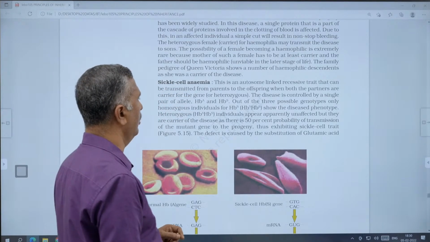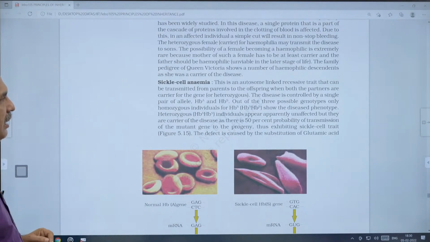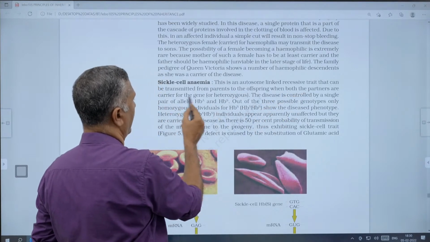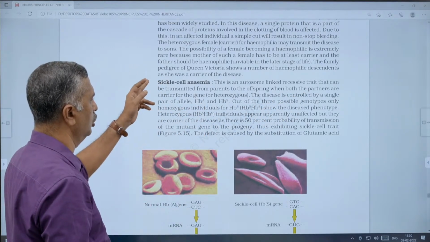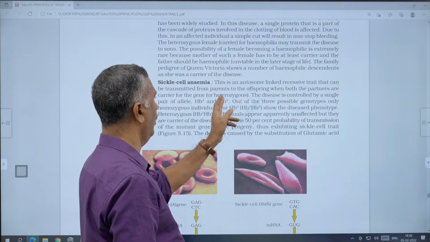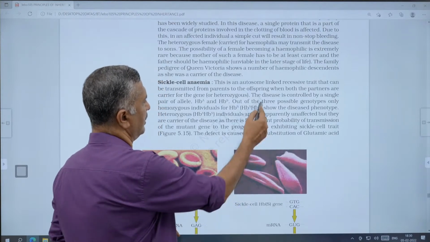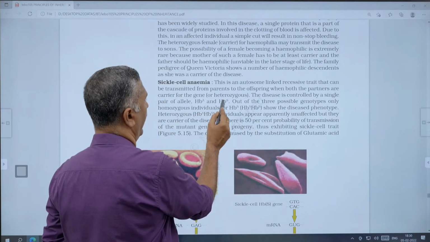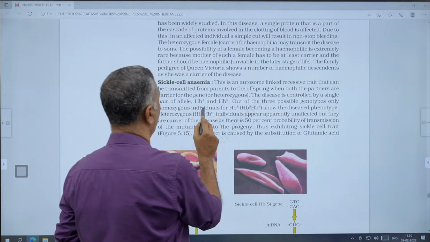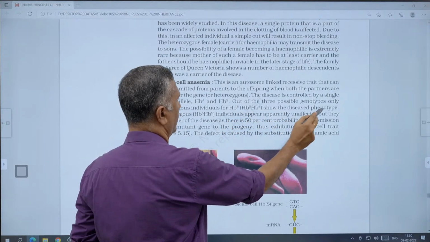Next one, sickle cell anemia. This is an autosomal linked recessive trait that can be transmitted from parents to offspring when both the partners are carriers for the gene. Both the partners are carriers, HBA HBS, or they are called heterozygous. The disease is controlled by a single gene, HBA and HBS. Out of the 3 possible genotypes, only homozygous individuals for HBS, that is HBS HBS, show the diseased phenotype.